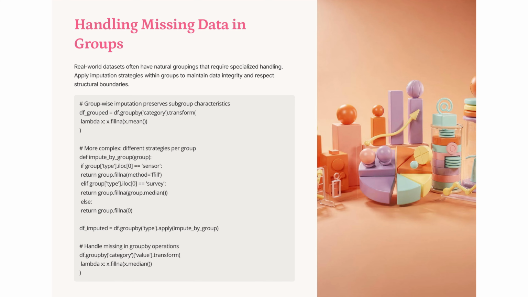Handling missing data in groups ensures data integrity by respecting structural boundaries. Use group-wise imputation to preserve subgroup characteristics. For instance, fill missing sensor data with forward fill, survey data with median values, and others with zeros. This approach maintains the unique features of each group, enhancing the dataset's reliability and accuracy.